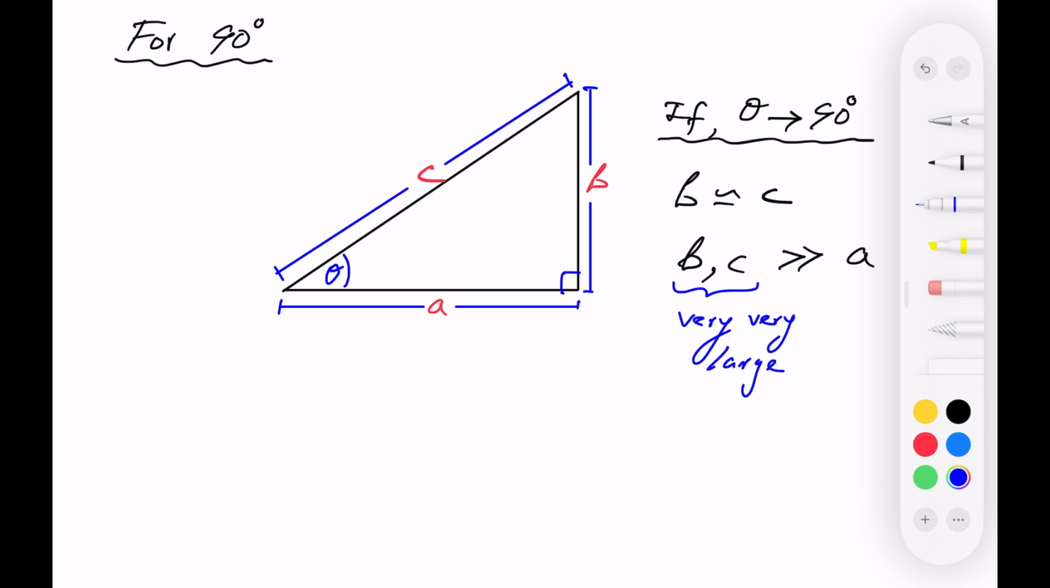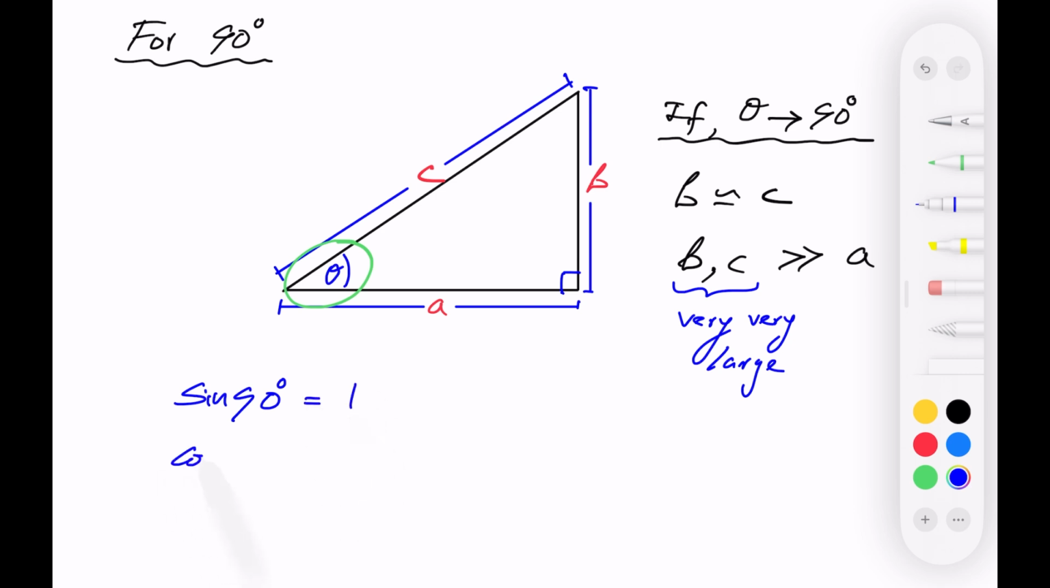Now we can write down the trig ratios. If the theta right here is approaching 90 degrees, I will directly write down sine 90 degrees. We know sine 90 degrees should be opposite over hypotenuse. As theta approaches 90 degrees, we know that B and C are approximately equal to one another. Therefore, B over C should be equal to 1.